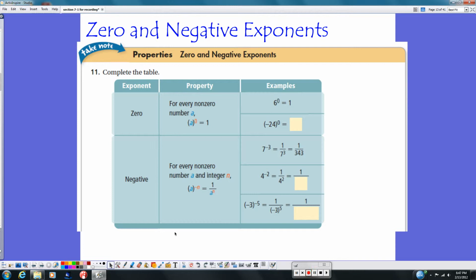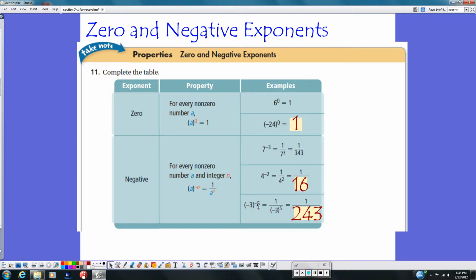Let's try some examples. 6 to the 0 would equal 1, so what would negative 24 to the 0 equal? That would equal 1. 7 to the negative third is going to be 1 over 7 to the third, and 7 times 7 times 7 is 343, so 1 over 343. 4 to the negative second would be 1 over 4 squared, which is 1 over 16.